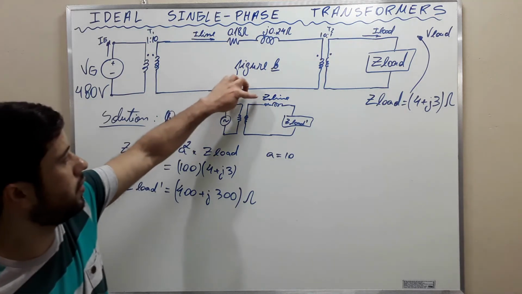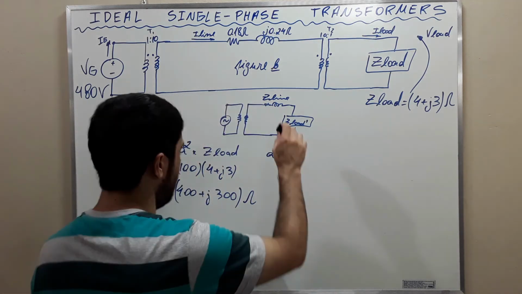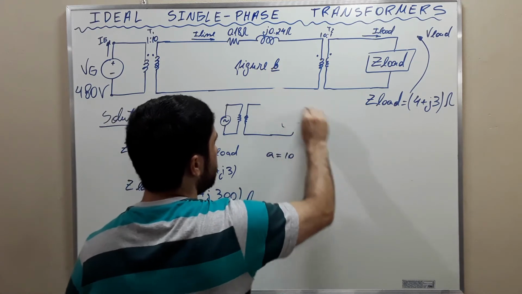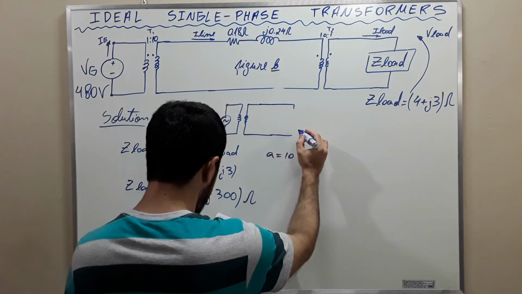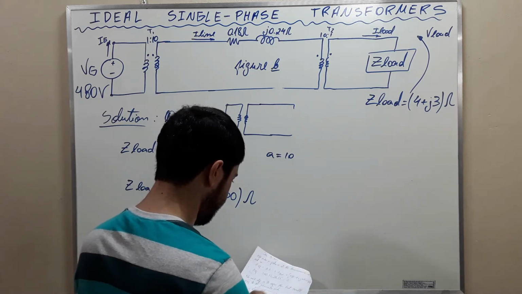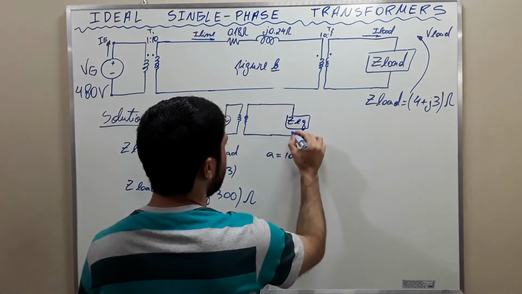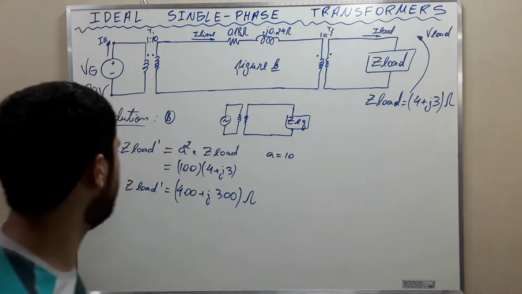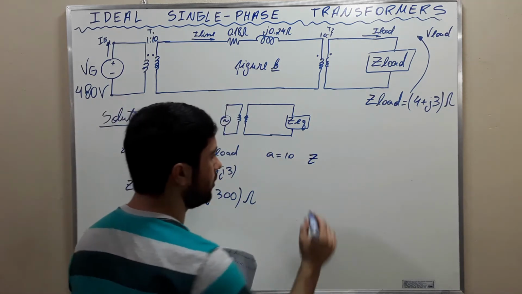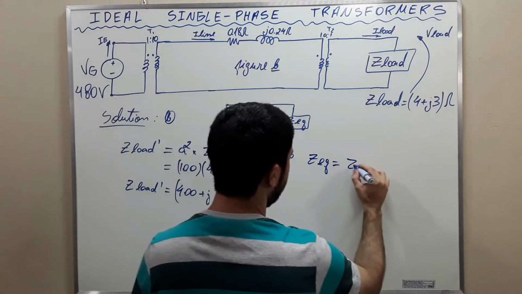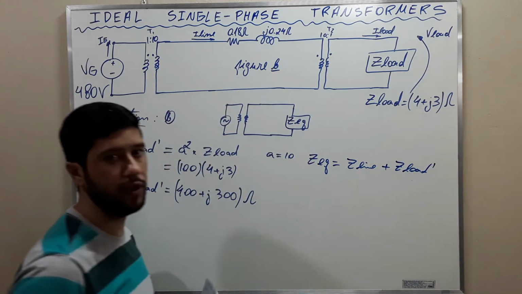We are going to combine this impedance with this impedance here, and then we're gonna get a single impedance here, which is gonna be ZAC. And what is ZAC? ZAC is the equivalent impedance, which is the impedance of the line plus Z load prime.